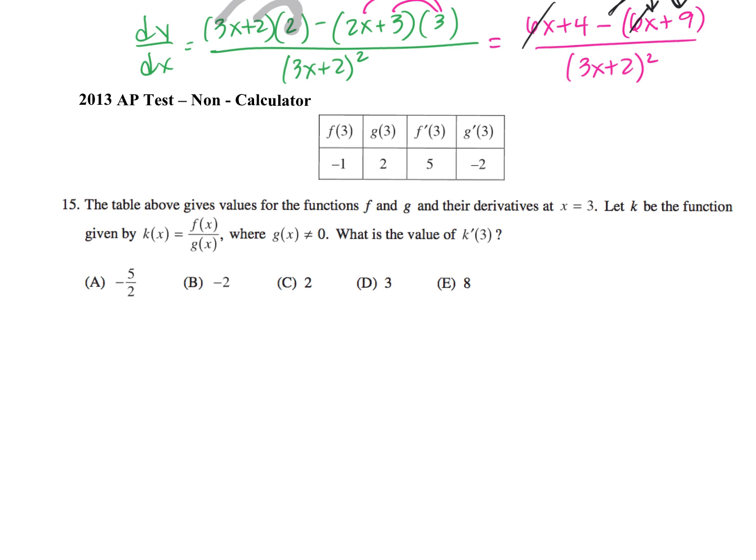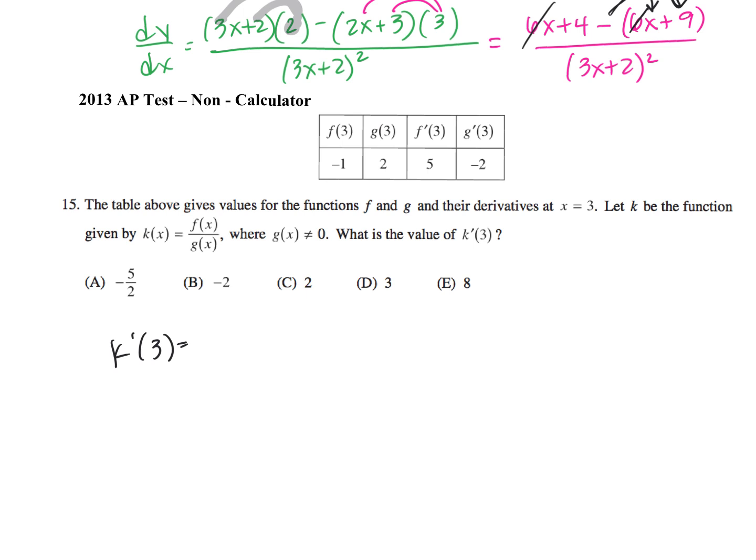Let's try again. Low D high, minus high D low. Okay, now I gotta get it out of my head. All right, K is F divided by G. What is K prime? Here we go, people. And because these don't have functions within them, I think we can throw the 3 in right away. So we got K prime of 3 is going to be, low D high minus high D low all over low low.